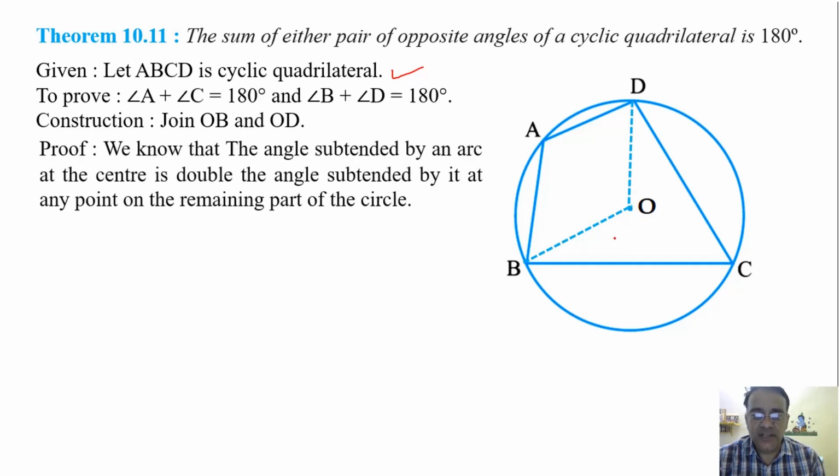Now we know that the angle subtended by an arc at the center is double the angle subtended by it at any point on the remaining part of the circle. So this angle, the reflex angle, this one is equal to 2 times angle BAD.